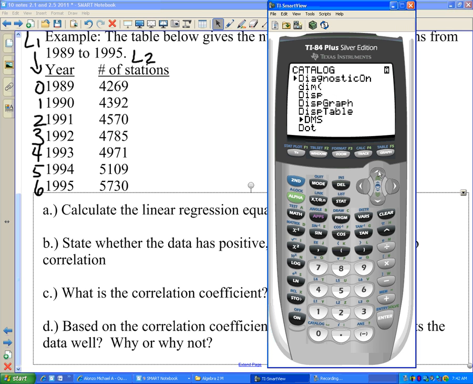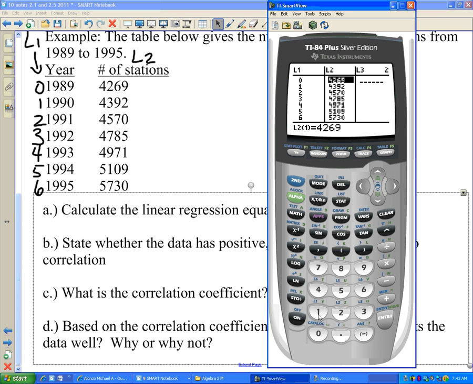My diagnostics have been off, so I'm going to select diagnostics on. I'm going to hit enter, and then enter again, and it's done. The diagnostics are now turned on. When I calculate my data, it's now going to show me R and R squared. Please turn it on if you haven't already.